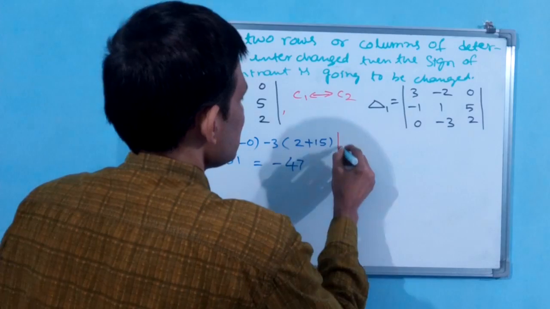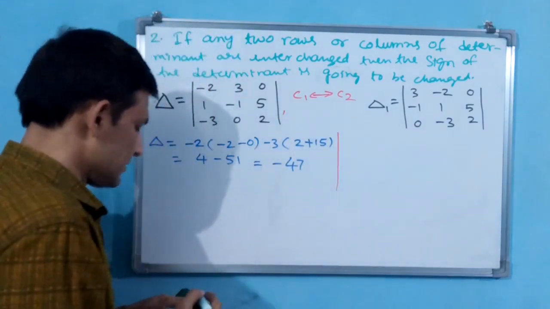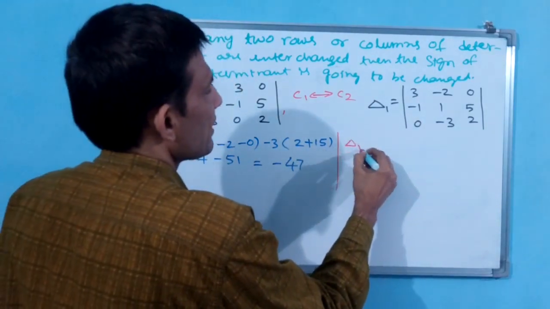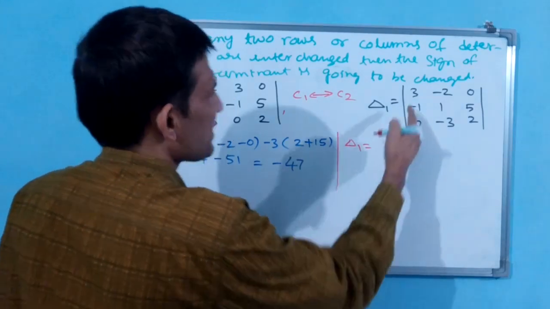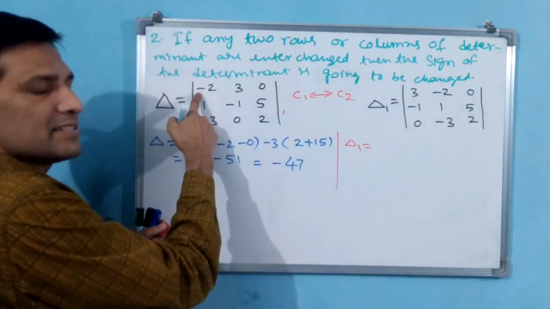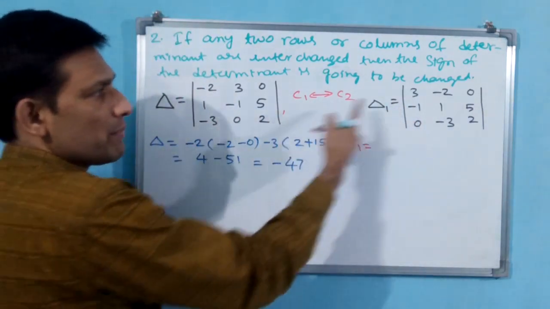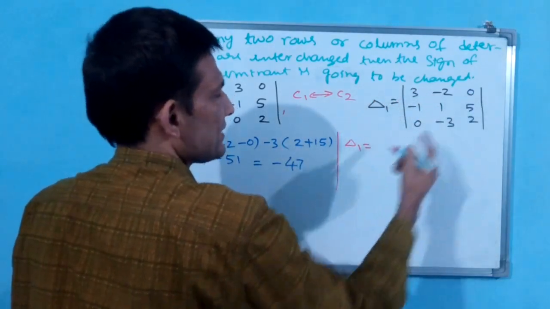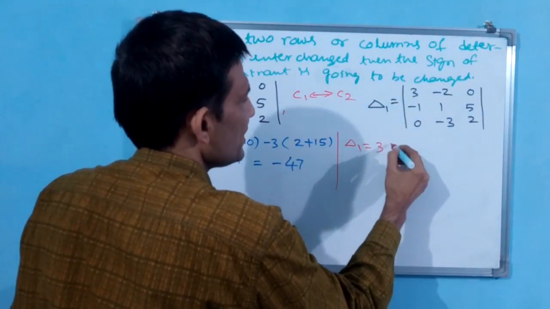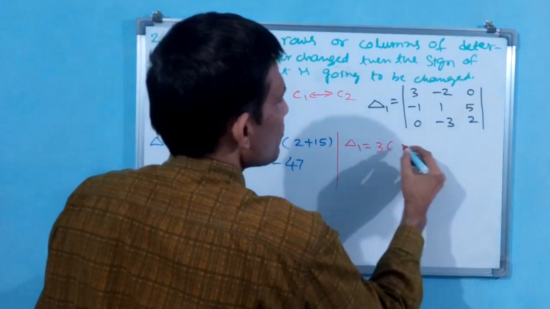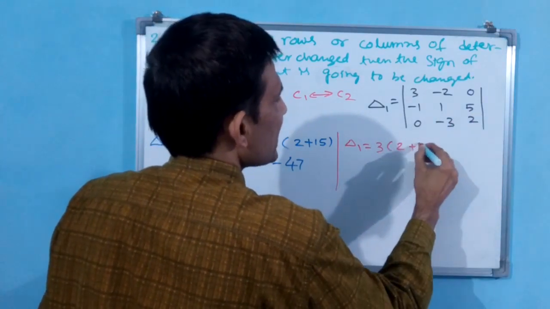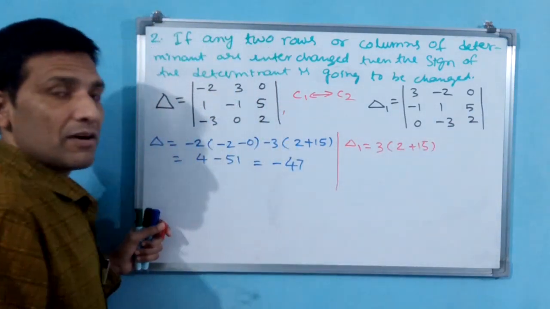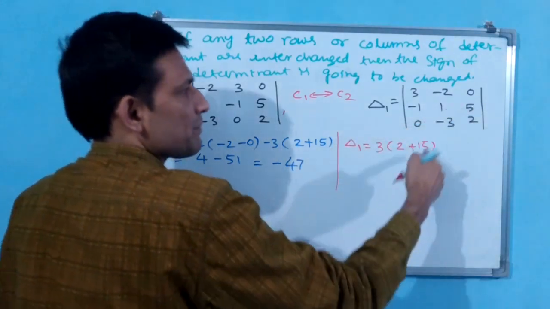Okay, let us write. This also, delta 1. Delta 1 is equal to 3. Here plus only. You see, here minus is there, that is why minus we have written. But here, first one plus, minus, plus. Okay. 3 into 2 plus 15. Why? Already here minus is there. Minus of minus is plus.